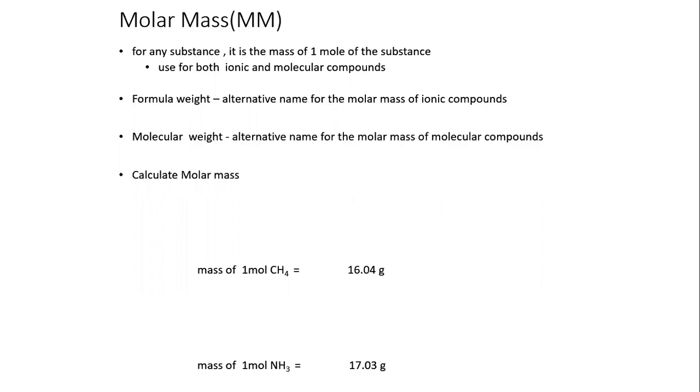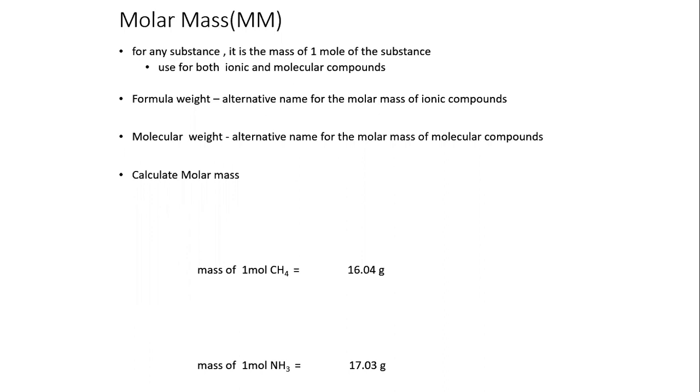Some alternate naming for molar mass: for ionic compounds, we use what is called formula weight. If you hear the term formula weight, it's the same thing as molar mass, except because ionic compounds are made up of formula units, they refer to the weight as formula weight. It's calculated the same way, the same number, nothing different. For molecular compounds, sometimes we use an alternate name called molecular weight. Again, it's the same calculation, the same process, just a different terminology depending on where you're reading.